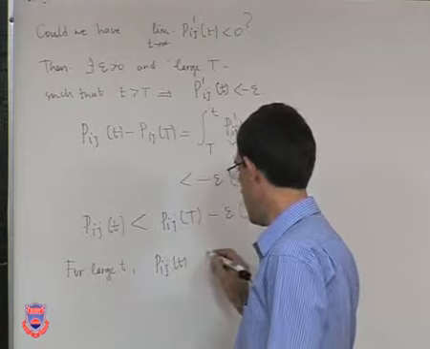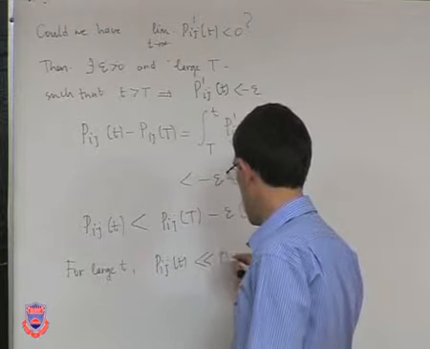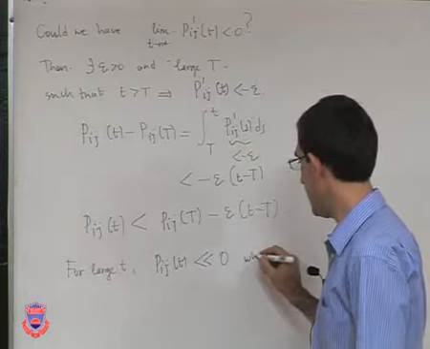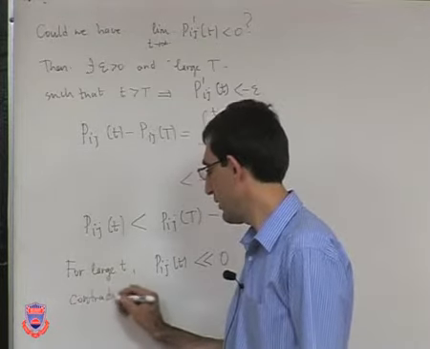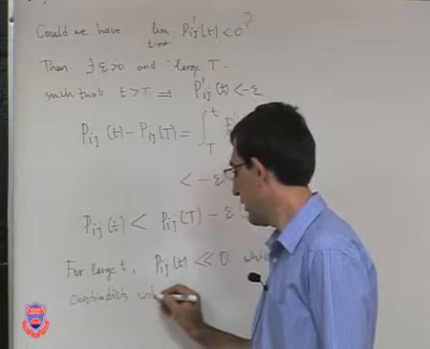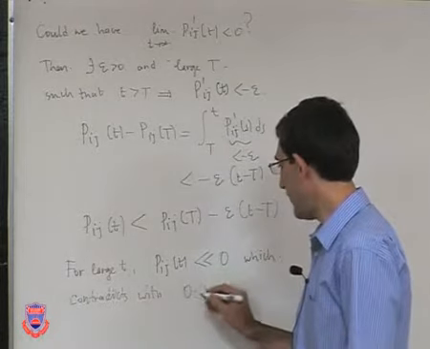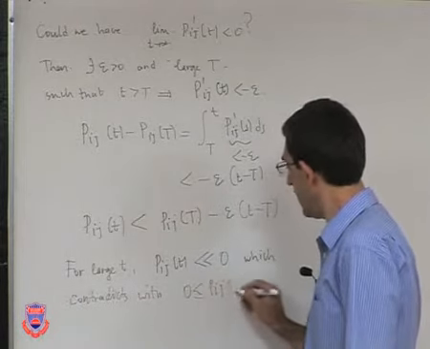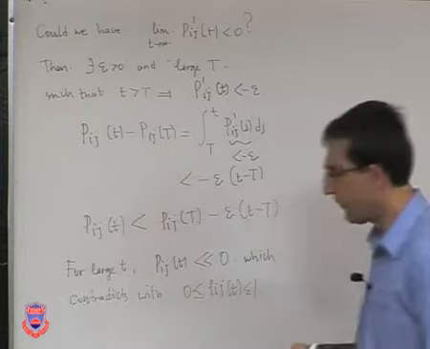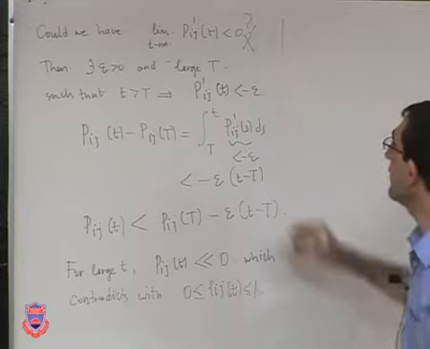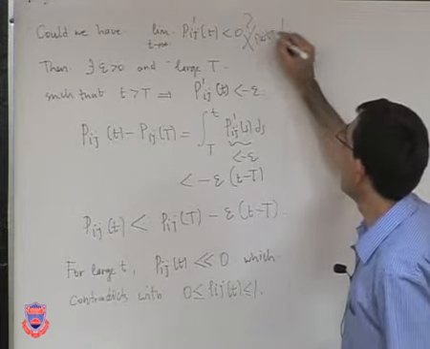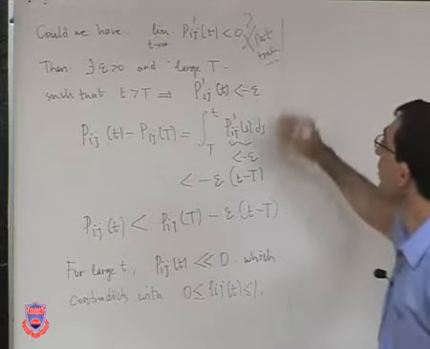P_ij(t) becomes negative, which contradicts the fact that P_ij is in fact a probability. So this cannot be true either.